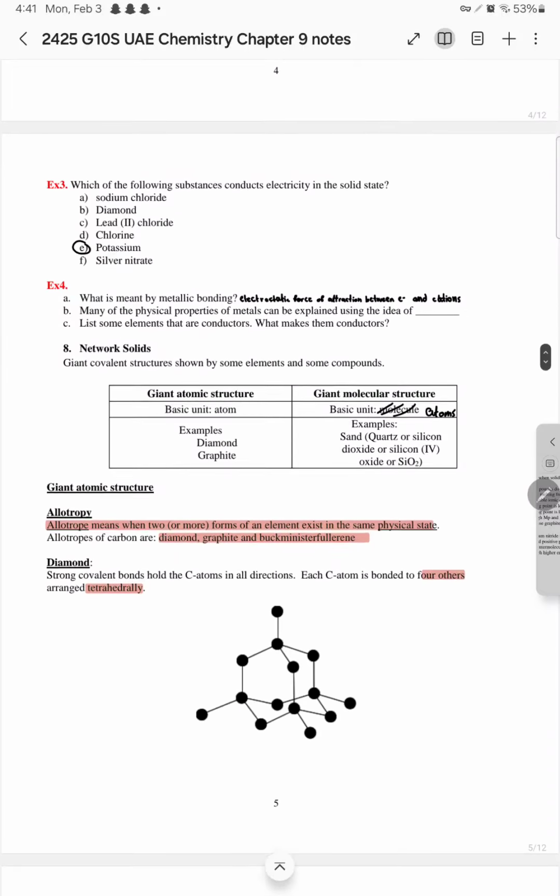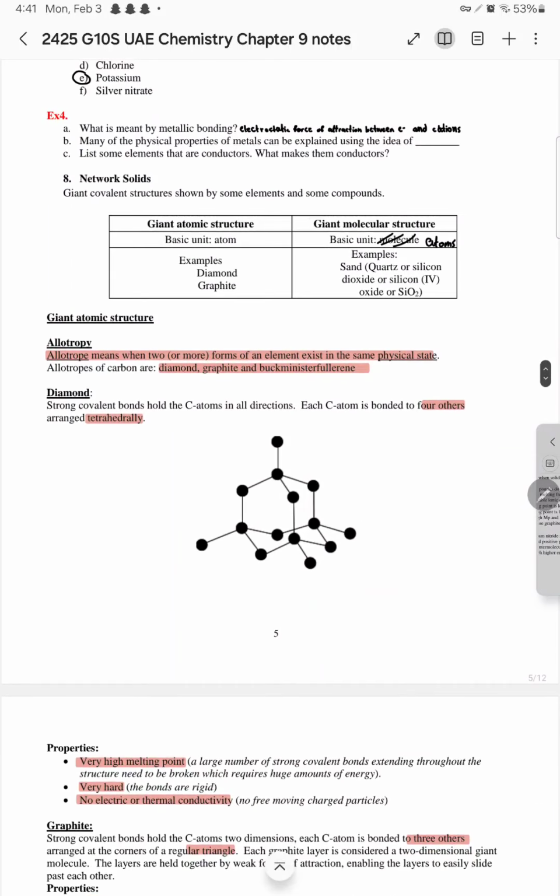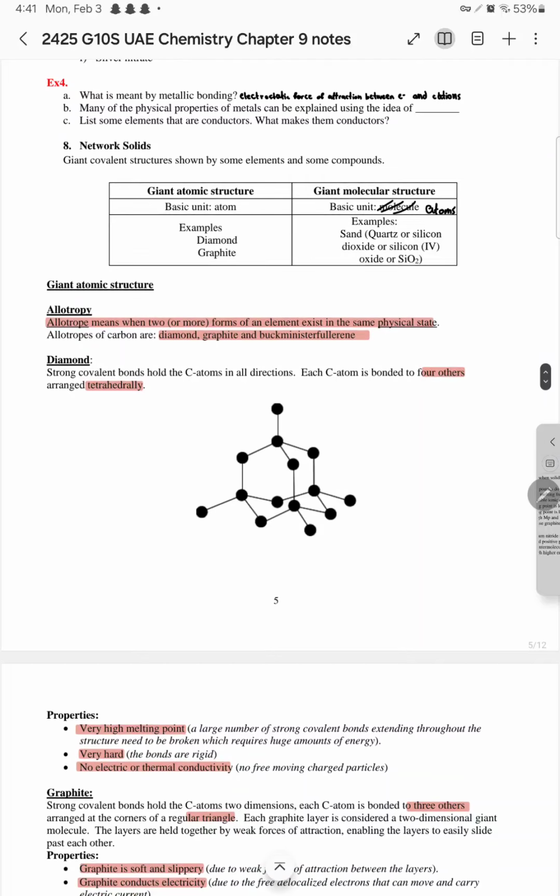And this is an example, not really important. Examples, not really that important again. And they're just here telling you an allotropy, when 2 or more forms of an element exist in the same physical state. So when they're made out of the same elements, yet they have a different structure, that's what you call them.